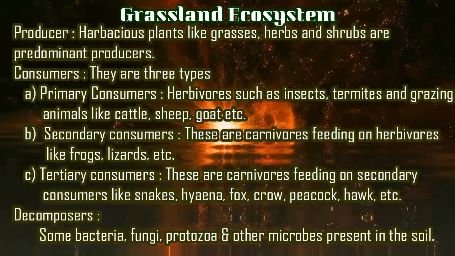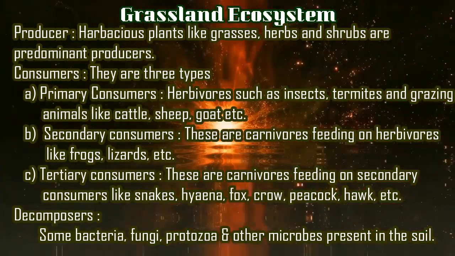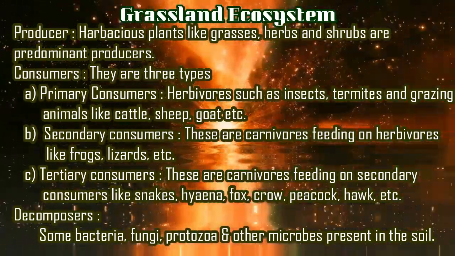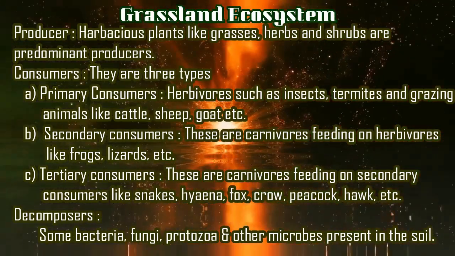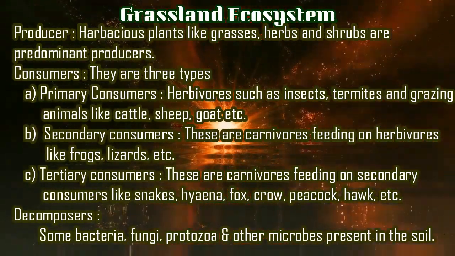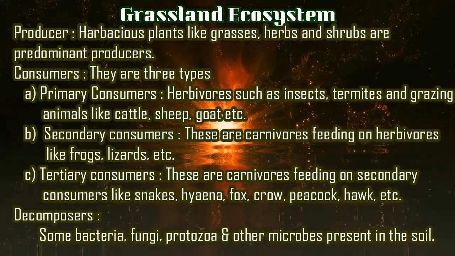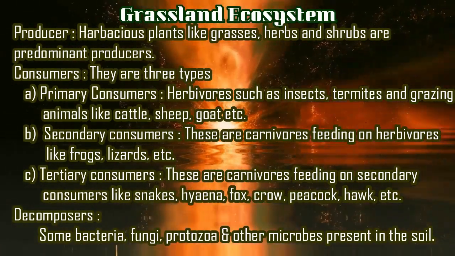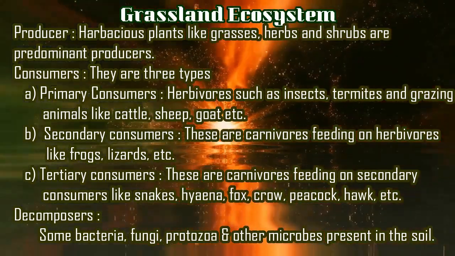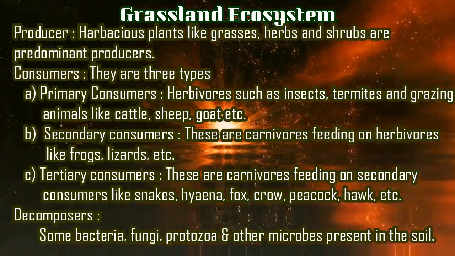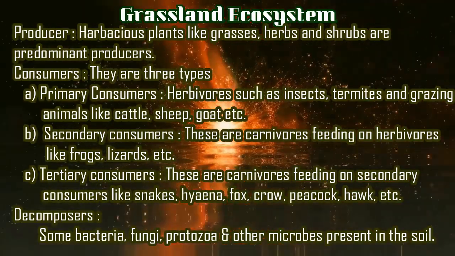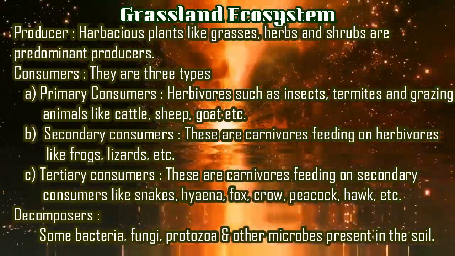Okay, next we have the forest ecosystem, right? Now what is the meaning of forest? Forest means places where we expect a large number of trees and a huge amount of greenery, right? Now 40% of the total land area of the earth's crust is covered by forest. 40% of the total land is covered by forest.